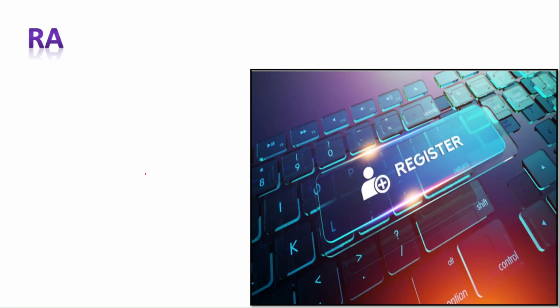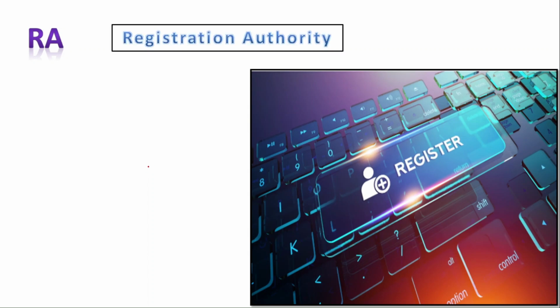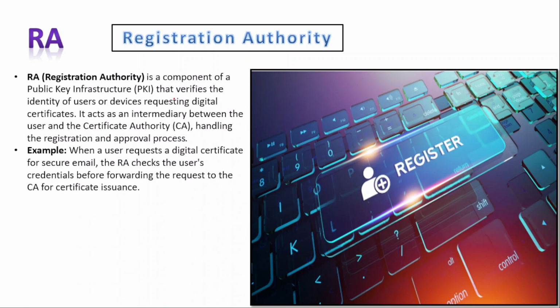Again, RA, that is registration authority. So RA also stands for recovery agent and registration authority. So RA, registration authority, is a component of a public key infrastructure, that is PKI, that verifies the identity of users or devices requesting digital certificates. It acts as an intermediary between the user and the certificate authority, that is CA, handling the registration and approval process. Example, when a user requests a digital certificate for secure email, the RA checks the user's credentials before forwarding the request to the CA for certificate issuance.